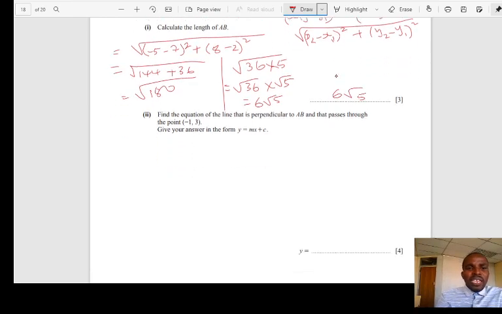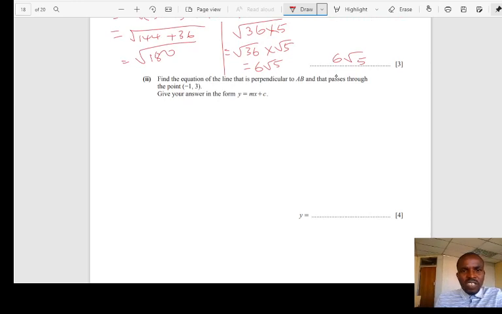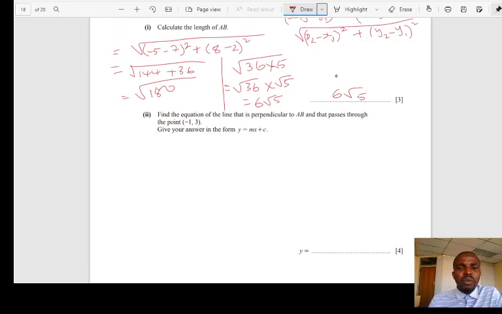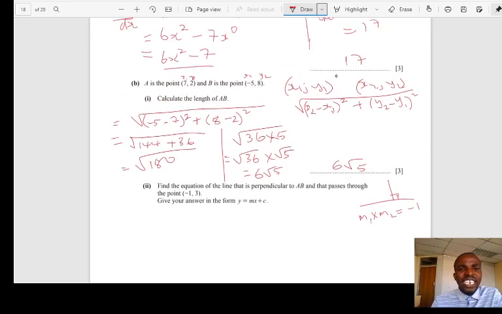Done. Next, find the equation of the line that is perpendicular to AB and passes through the point (-1, 3). Right, to find the equation of the perpendicular line, first thing, perpendicular lines meet at 90 degrees. For the gradients of perpendicular lines, M1 times M2, the product is minus 1. So we want to find the equation of the line perpendicular to AB. So first we need the gradient of AB.